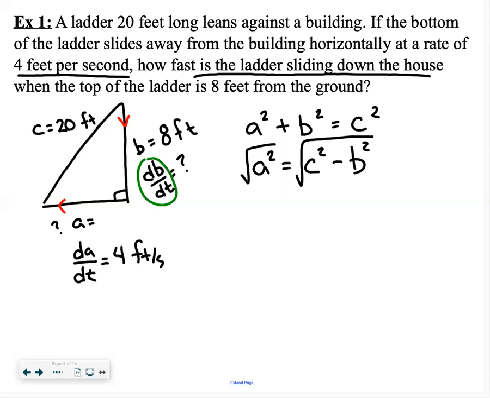when you do that, it's going to be 20 squared minus 8 squared. You take the square root of that. It's actually going to give you a pretty crazy decimal, so I'm going to leave it as a square root to start. This would actually be square root of 336. I'm going to put that right over here, square root of 336.